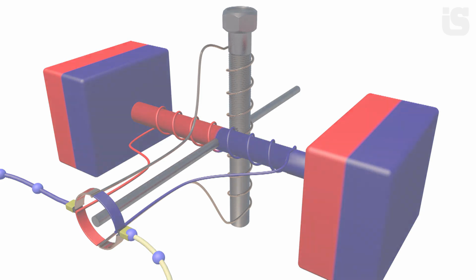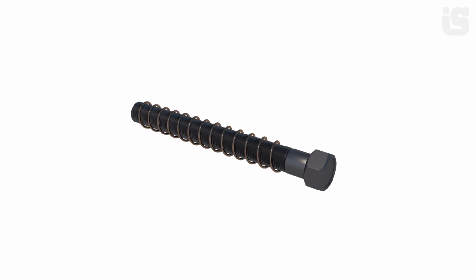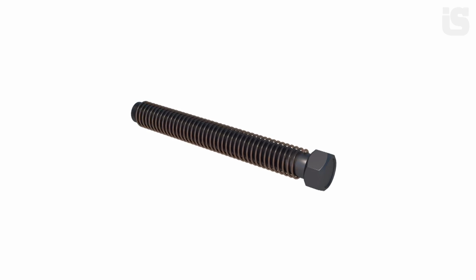If more turns of wire are added to the electromagnet, its magnetic properties will increase and it will rotate faster. The more powerful the electromagnets, the faster the armature will rotate.